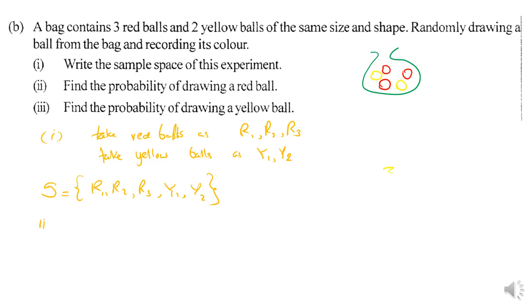And then find the probability of drawing a red ball. So how many red balls are there? There are 3 red balls, and the number of all the balls is 5. So the probability of drawing a red ball is equal to 3 over 5. Find the probability of drawing a yellow ball. Drawing a yellow ball is 2 over 5 because there are only 2 yellow balls and the total number of balls is 5.